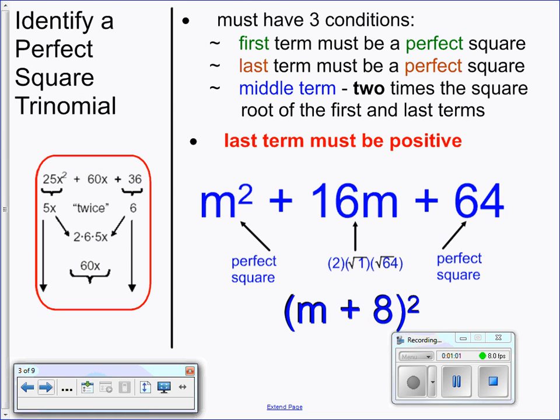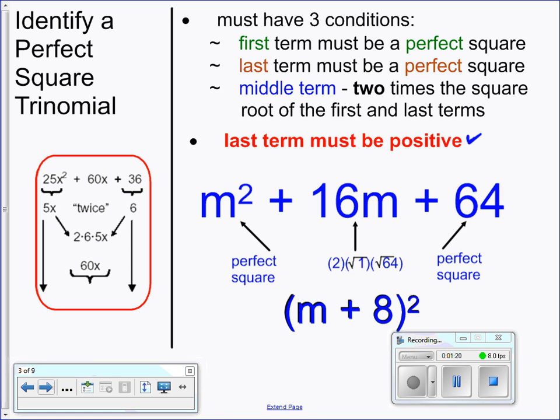So how do we identify if it's a perfect square? Three things have to happen. The first term has to be a perfect square, the last term has to be a perfect square, and the middle term is 2 times the square root of the first term times the square root of the last term. And remember, the last term has to be positive.